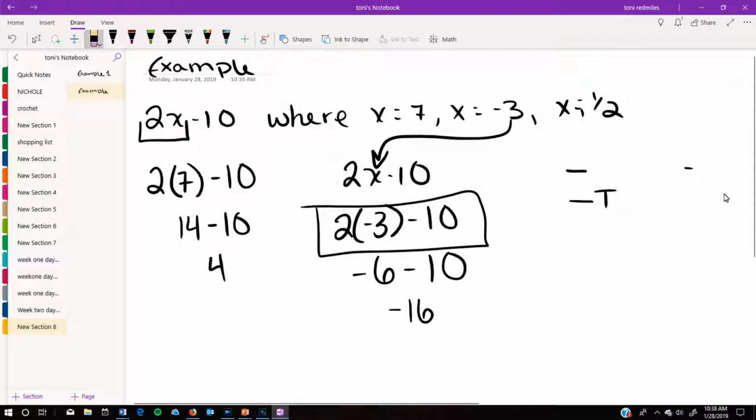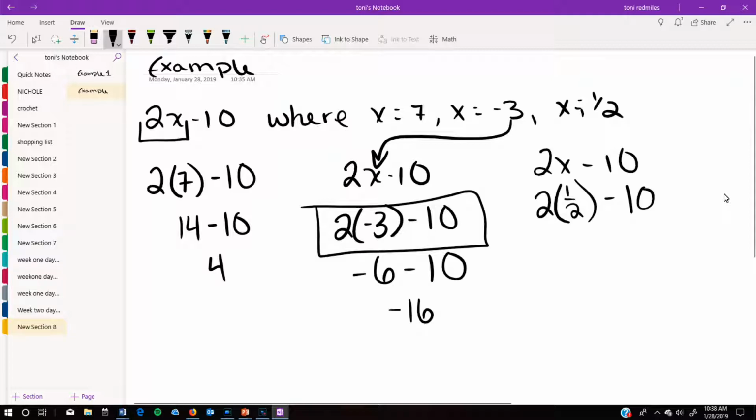All right, so let's evaluate the 1/2 now. So this time, wherever I see an x, I'm going to plug 1/2 in it, and I'm going to put that in parentheses, which is applicable again here too because of that same multiplication that I'm doing in this problem.